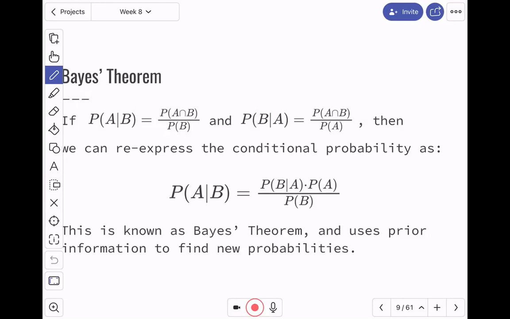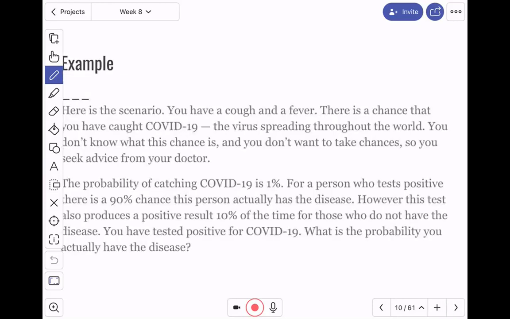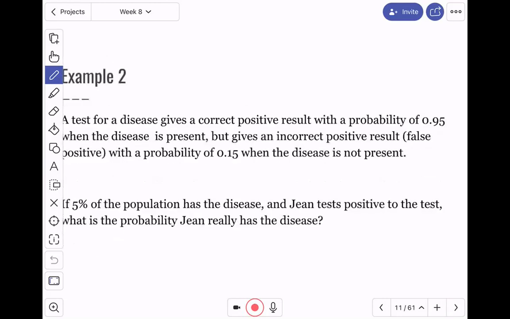And so Bayes' theorem looks at stuff like that. So here's an example. You have a cough and a fever. There's a chance that you have caught COVID-19. You don't know what the chance is. You don't want to take chances, so you seek advice from your doctor. The probability of catching COVID is 1%. For a person who tests positive, there's a 90% chance this person actually has the disease. However, this test also produces a positive result 10% of the time for those who do not have the disease. You have tested positive for COVID. What is the probability you actually have the disease?